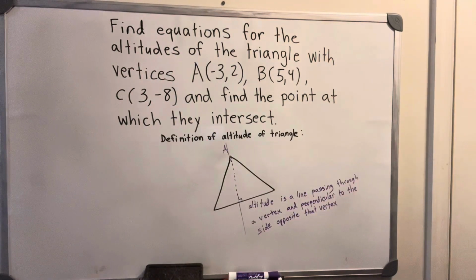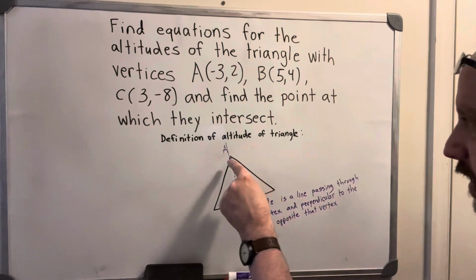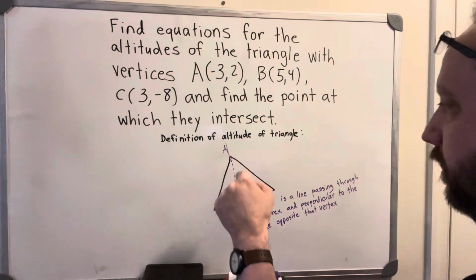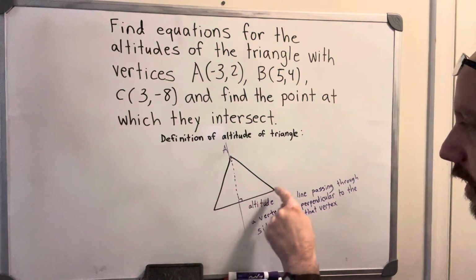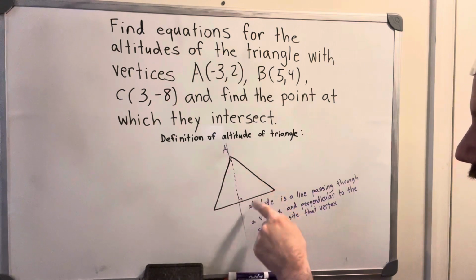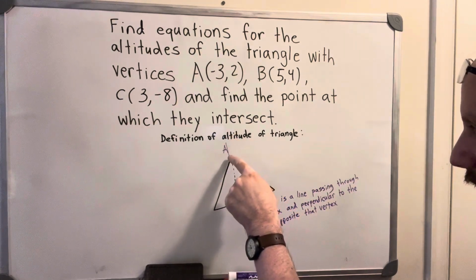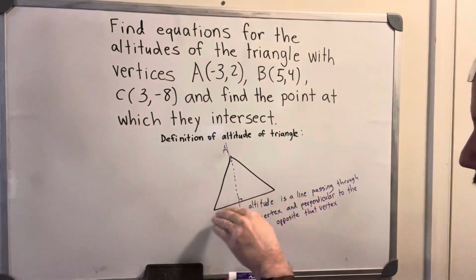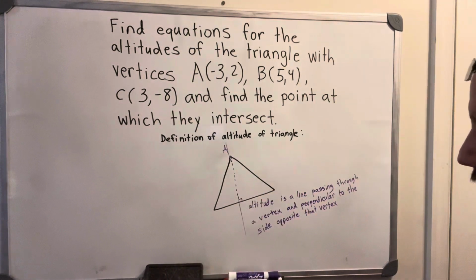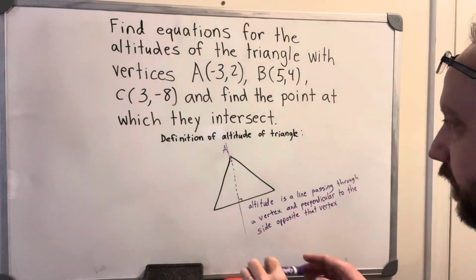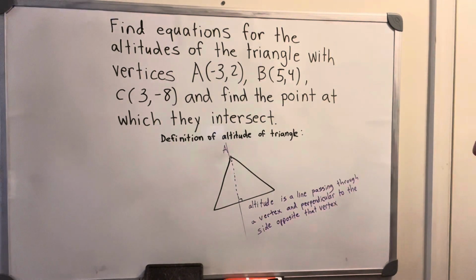So an altitude of a triangle is a line that passes through a vertex of the triangle and is perpendicular to the side opposite of that vertex. So in this case, we're talking about this particular vertex, and here is the side opposite of that vertex. The altitude is the line that passes through that vertex and is perpendicular to the side opposite that vertex. As you can see, the triangle has three different altitudes.